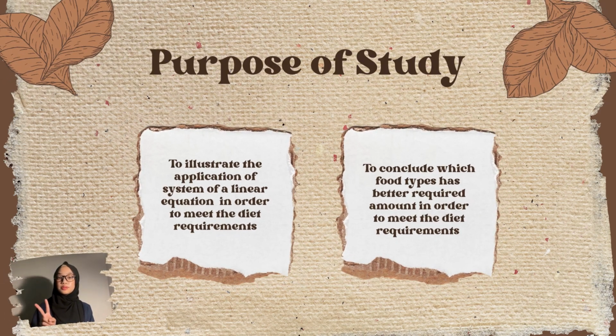We have 2 purposes of this study. The first one is to illustrate the application of system of a linear equation in order to meet the diet requirements. The second one is to conclude which food types has better required amount to meet the diet requirements.